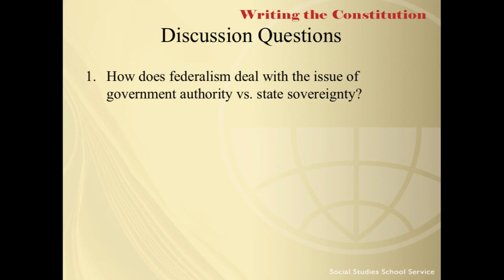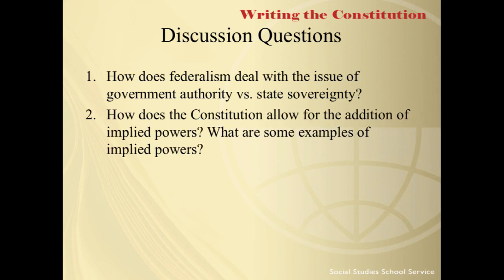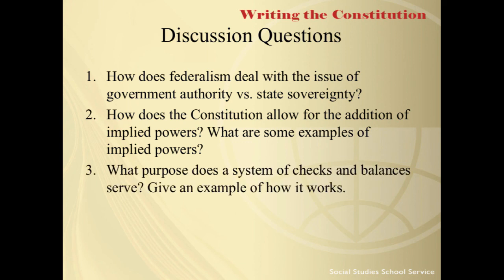How does federalism deal with the issue of government authority versus state sovereignty? How does the Constitution allow for the addition of implied powers, and what are some examples of implied powers? What purpose does a system of checks and balances serve, and give an example of how it works?